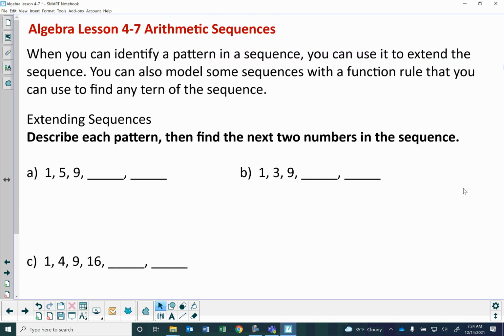All right, when you can identify a pattern in a sequence, you can use it to extend the sequence. You can also model some sequences with a function rule that you can use to find any term of the sequence. Oh, that's nice. Spelling error there. That should say term.